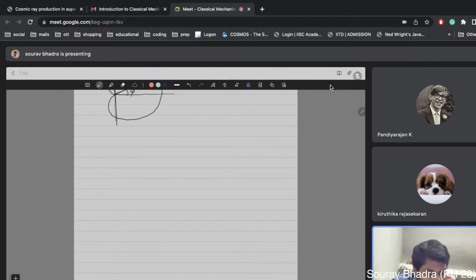As one thing sir already has taught, if a particle is following an elliptical orbit under a central force field, then we can express the particle's orbit as l by r equals 1 plus e cos phi, where l is the semi-latus rectum of that particular ellipse, which can be expressed.